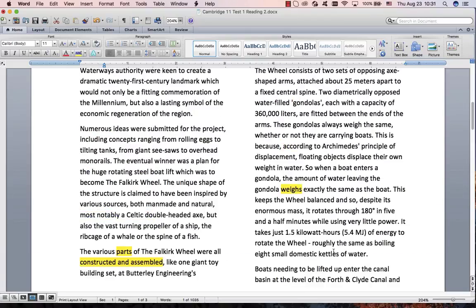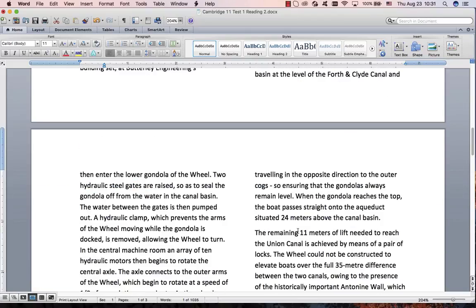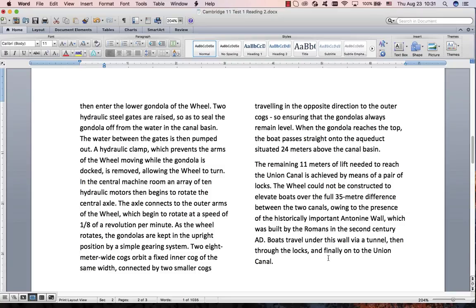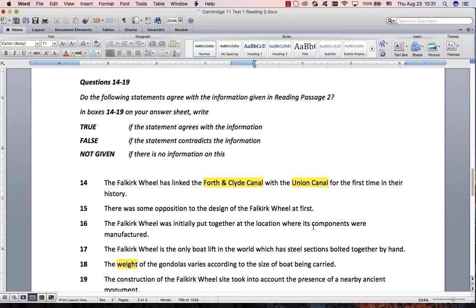Remember, if it wasn't there, then you needed to find it somewhere else. So that's the Romans, this is the monument. What is the monument? The monument is the wall, and that's the ancient. 2nd century AD is ancient. Alright, nasty IELTS. So let's start.